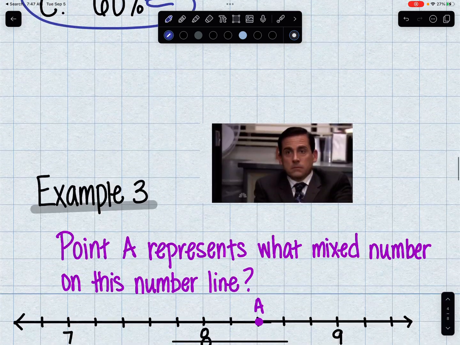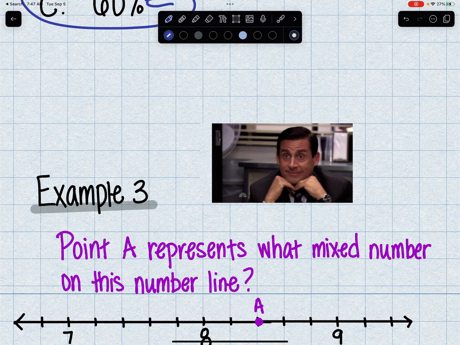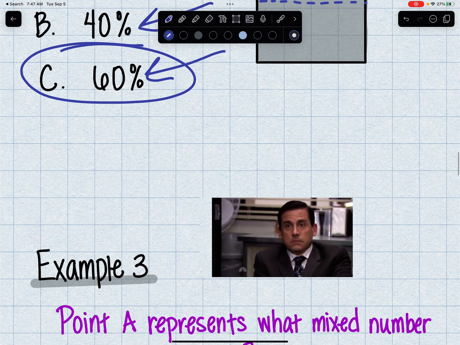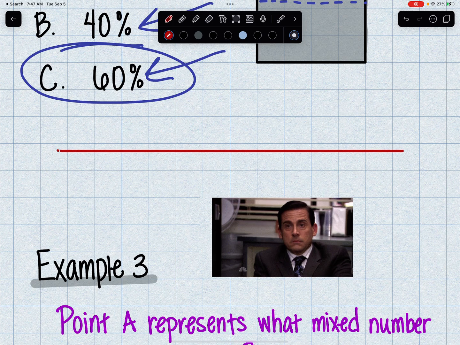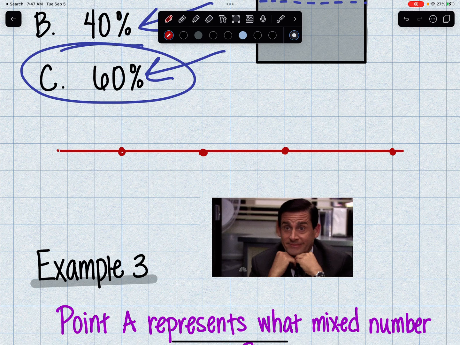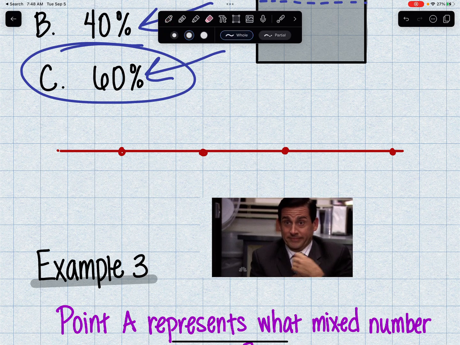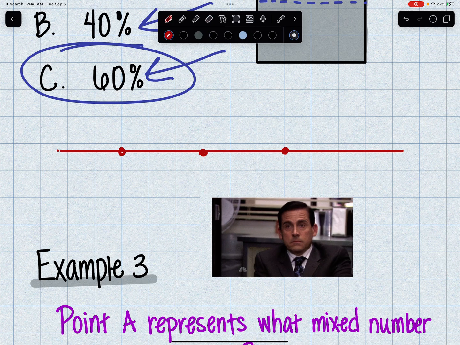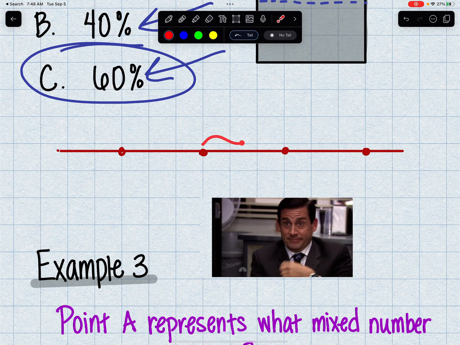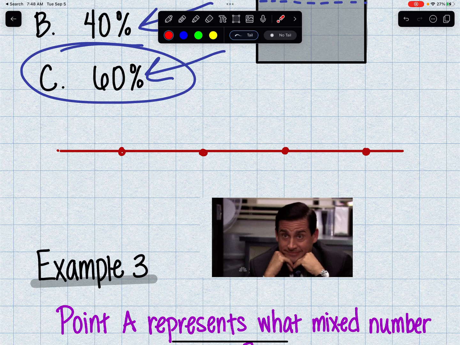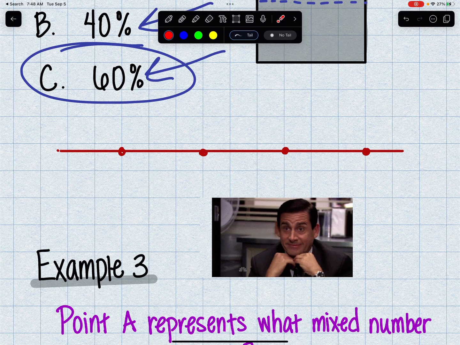All right, let's move on to the next topic. Between points of a number line, let me draw a quick number line right here with a different color. So if you have a number line here, between the points of a number line, did I put them equally apart? No, I didn't. Let me fix that. Okay, now they're equally apart. So this area between the points on a number line represents fractions and mixed numbers.